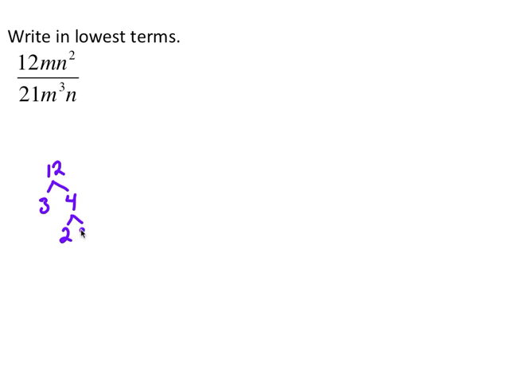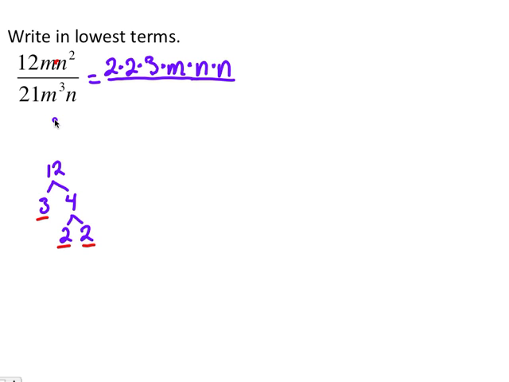So we keep going. Now we just have prime numbers, and remember you're just looking at the ends of all those branches. So the prime factorization of 12 is 2 times 2 times 3. And then we'll do the same thing with the letters. Now remember, on exponents they only stick with what's right in front of the variable. So that 2 only sticks with the n, it's not the m. So we have 1 m and 2 n's.